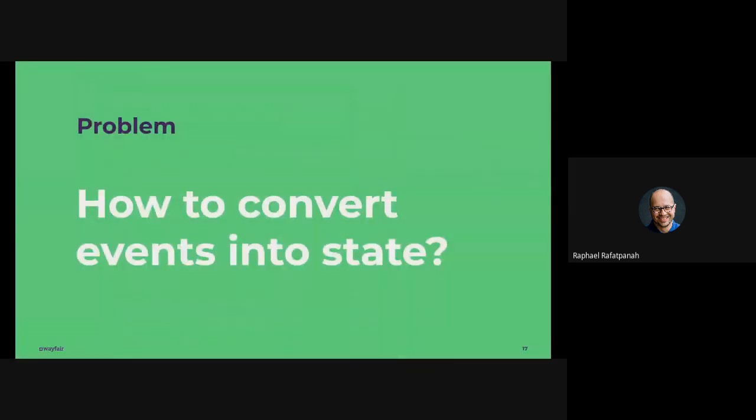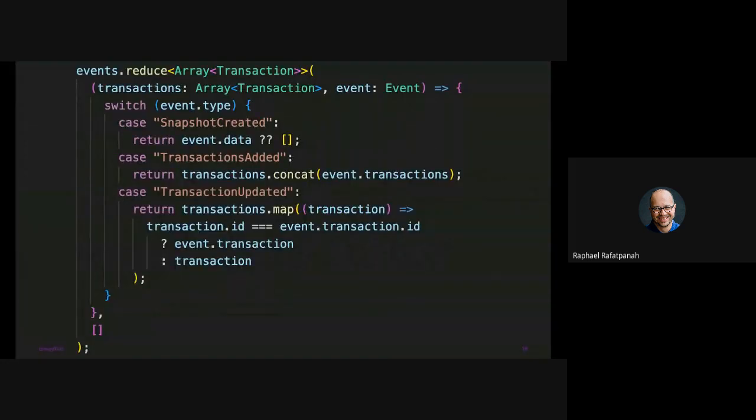So how do we convert the events into state? Well, it's simply a reduce, right? We have our events, we reduce over the events, and we're going to get our application state. Initially we have an empty array of transactions, and then we're going to switch on the event type, and we're going to handle every single type of transaction. In this case, for the snapshot created, we don't care what the accumulated value was. We're just going to overwrite that data and say the application state at this point in time is this event data.